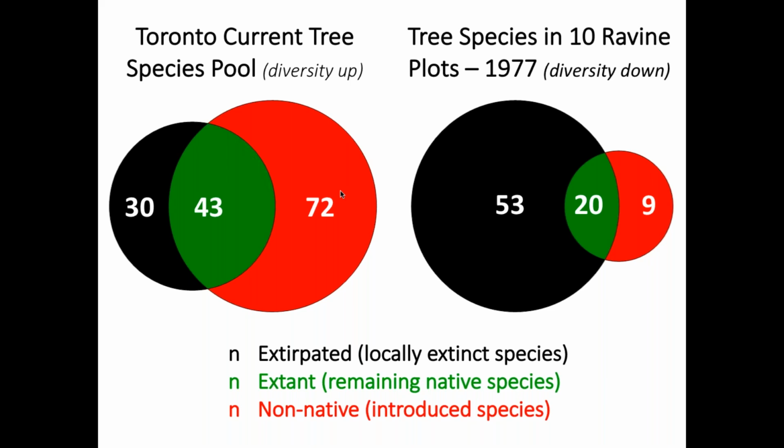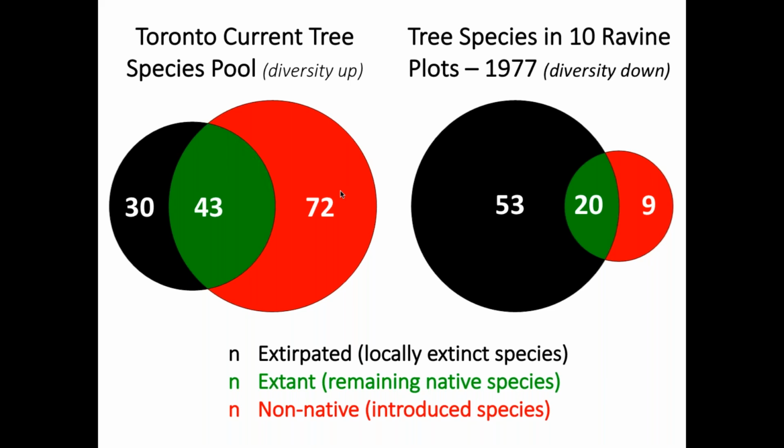and this is focusing on trees, of which 30 are called extirpated, which means simply that they're not viable reproductive populations. You might still find some of these individuals, but they are not going to be there into the long term. And of course, there are 72 new species that have been brought in, so about 115 species.